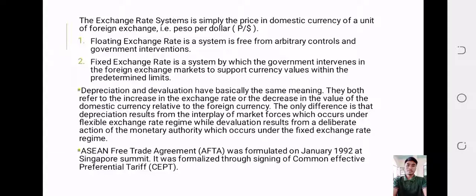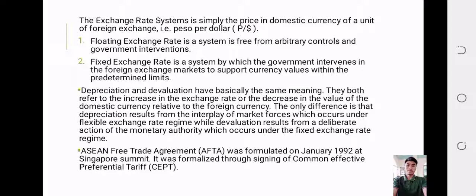So these are the two exchange rate systems. One, floating exchange rate is a system free from arbitrary control and government intervention. And two, fixed exchange rate is a system by which a government intervenes in the foreign exchange market to keep currency value within a predetermined limit.